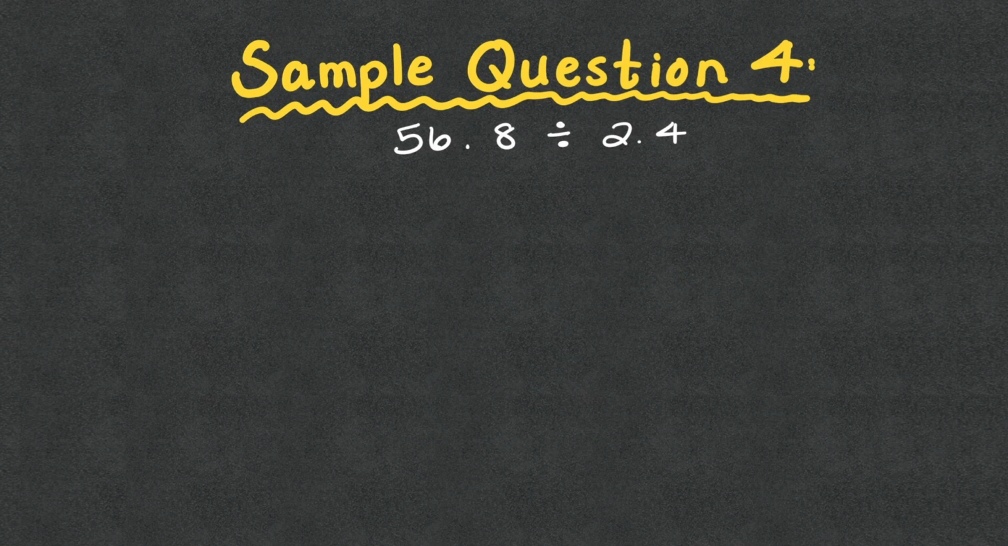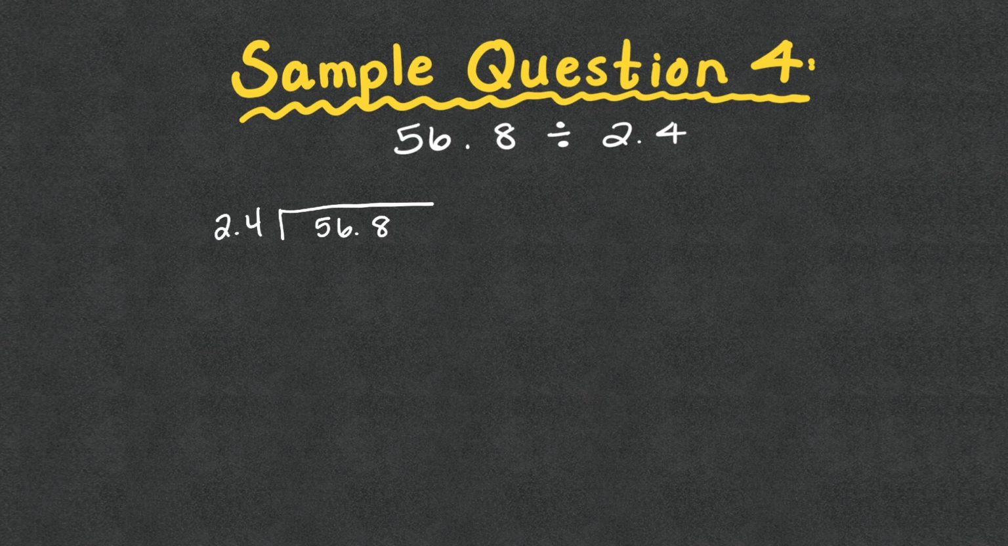All right, sample question number 4. One thing I like to do, we have 56 and 8 tenths divided by 2 and 4 tenths. So one thing that we have to start here, if we look, we have to figure out which one is which. If it helps you to set up your problem first, let's do 56 and 8 tenths divided by 2 and 4 tenths.